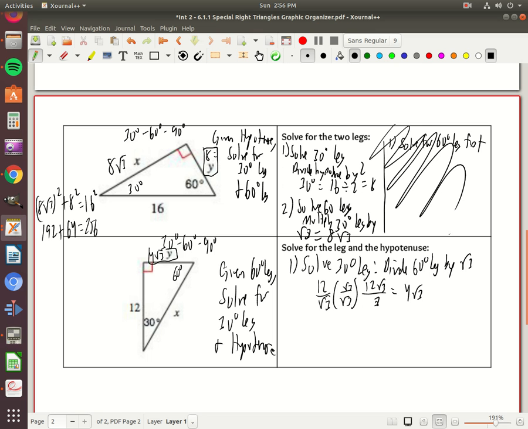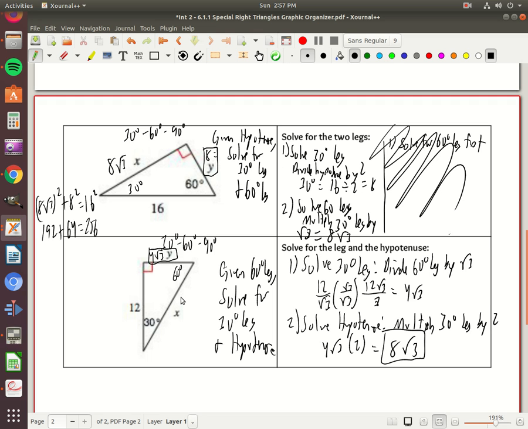And now that I have that, what I'll do is I will take the 30-degree side and get the hypotenuse. So I will solve the hypotenuse. I will multiply the 30-degree leg by 2. So on this one, 4 times the square root of 3 times 2 is going to equal 8 times the square root of 3. And that will be my hypotenuse.